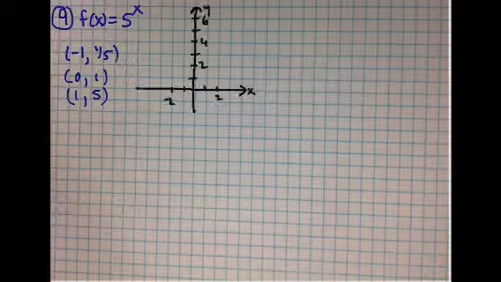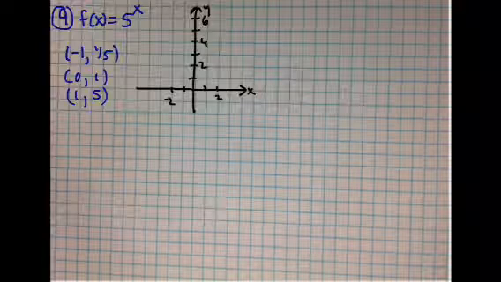So for number 9, I'm going to write the reference points. Negative 1, 1 over b would be 1/5. And then 0, 1. And then 1, b, which is 5. Okay, so now we plot the points. Negative 1, 1/5. So we're just, again, approximating 1/5.